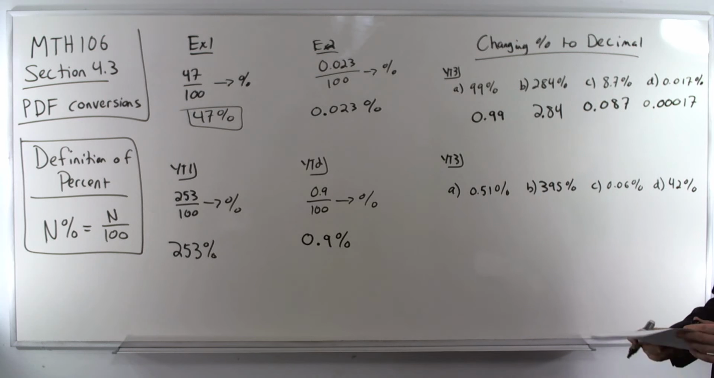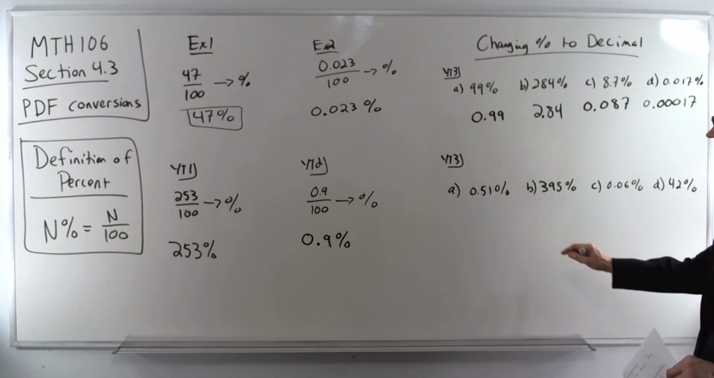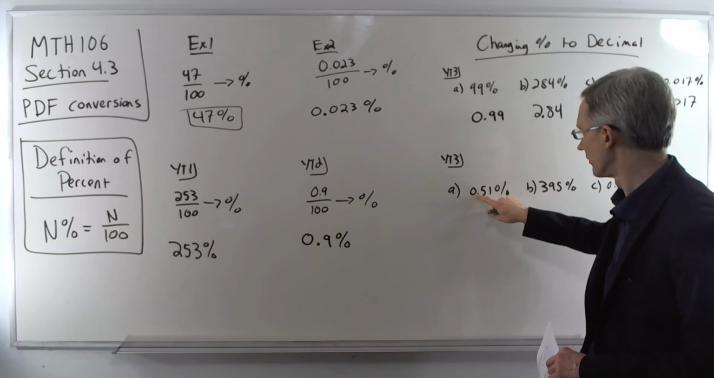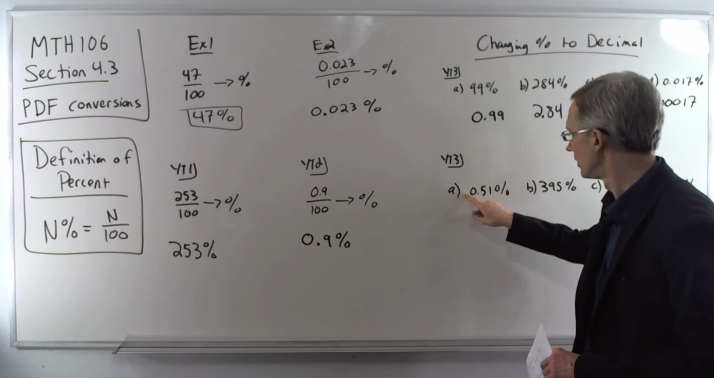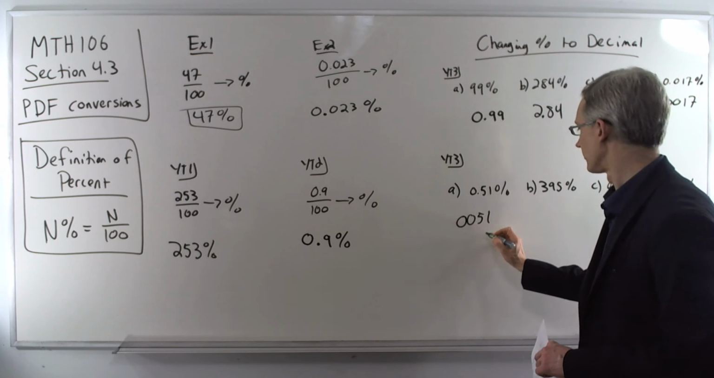Your turn, number 3. So the first one, decimal point starts to the left of the 5. We're going to move it 2 places. So we get 1 0 and then a second 0. So 0.0051.